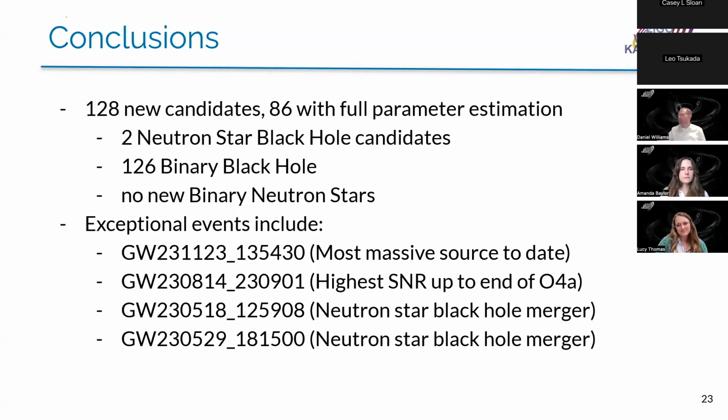Well, thank you very much, Lucy and Amanda, for giving us that comprehensive overview of the GWTC-4.0 catalog and the results therein. So I'm just going to leave you with this conclusion slide, just as a quick reminder that we had 128 new candidates, where we got 86 with parameter estimation, and we have a number of particularly exceptional events in there, some of which got their own exceptional event papers, including 231123 and 230814, alongside the catalogue.